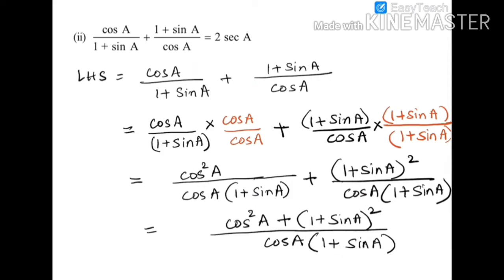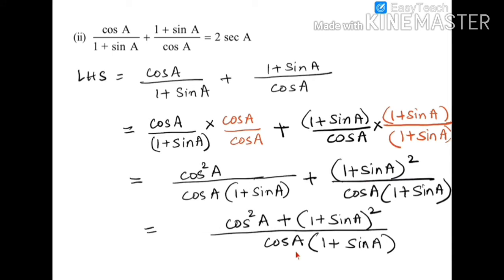And when we cross multiply, we get the numerator. So cos A into cos A is cos square A. 1 plus sin A into 1 plus sin A is 1 plus sin A whole square. I have explained here in length so that you understand how we have added these two expressions. You will be able to relate it is the same process that we use to add two fractions with different denominators.